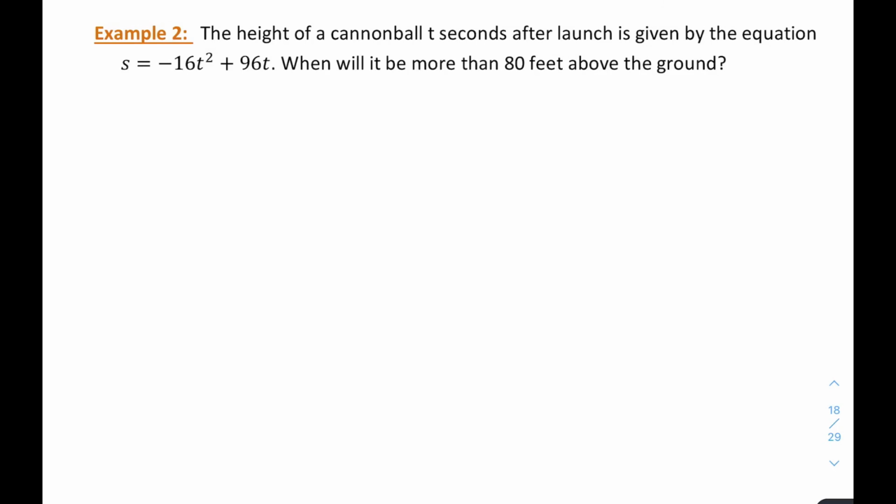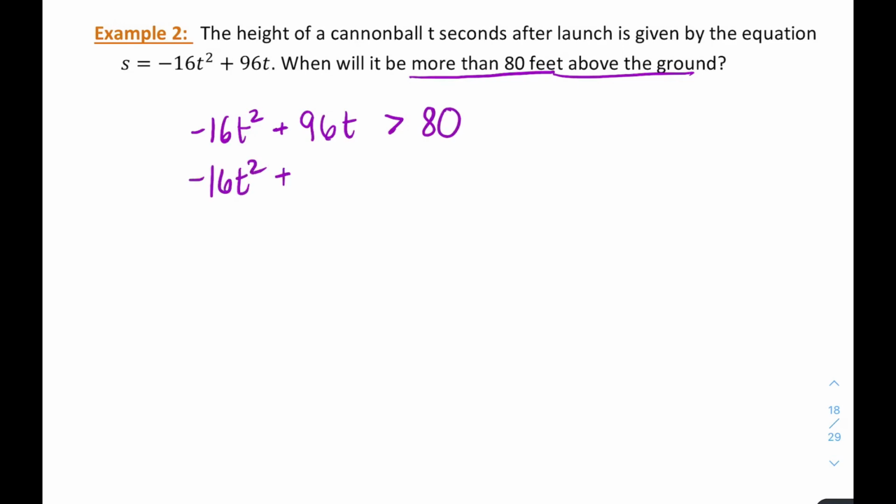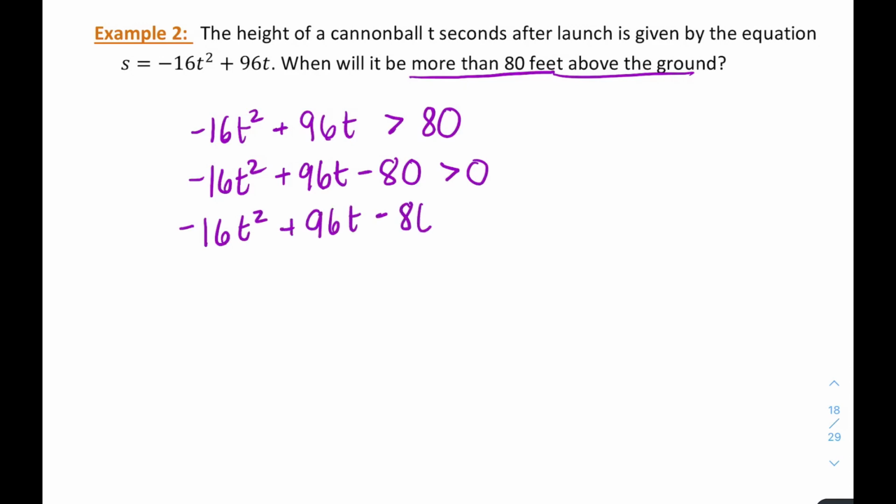We have talked about quadratics representing projectiles before. So we've got this function that gives us the height of a cannonball, and we want to see when our cannonball is more than 80 feet above the ground. So let's take my height equation and say I want to know when that is greater than 80. Get 0 on one side, and then just like we've been doing, solve the corresponding quadratic equation, plug some values in and test.